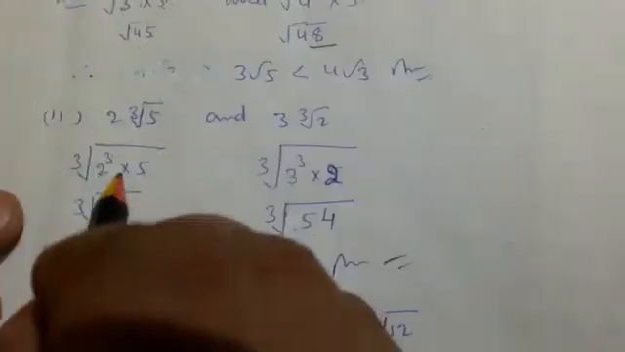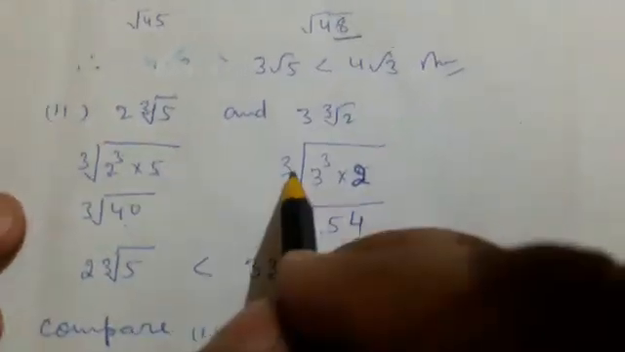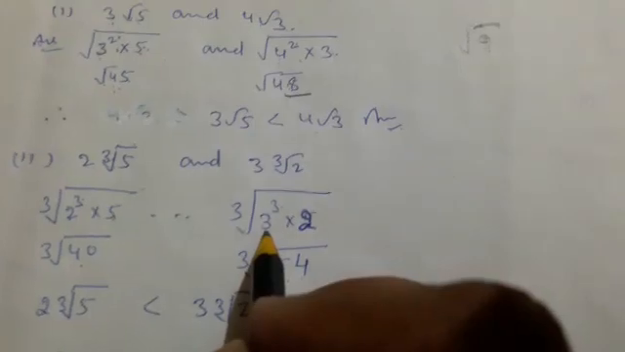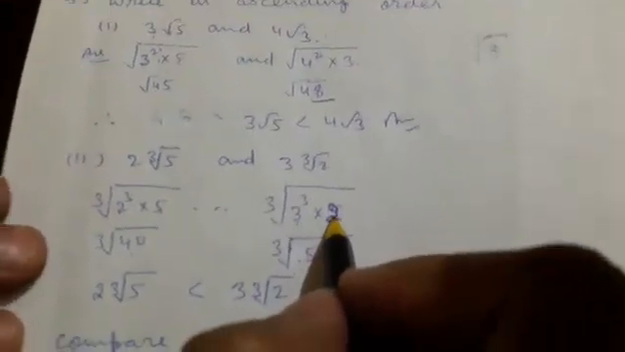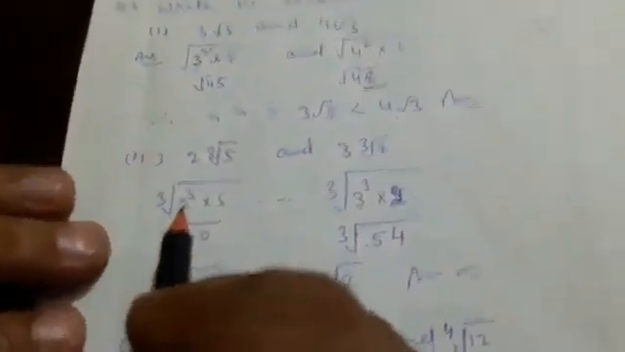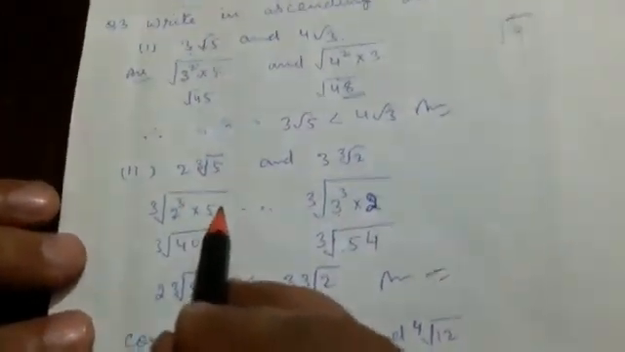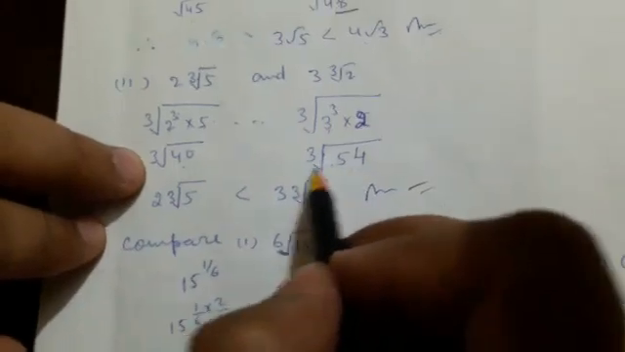So here the cube root of 3 is given, so we'll write down 2 power 3 into the cube root of 5, and here similarly 3 power 3 into the cube root of 2. So 2 power 3 means 8. 8 into 5 is 40, so the cube root of 40. Here 3 power 3 means 27 into 2, 54, so the cube root of 54.